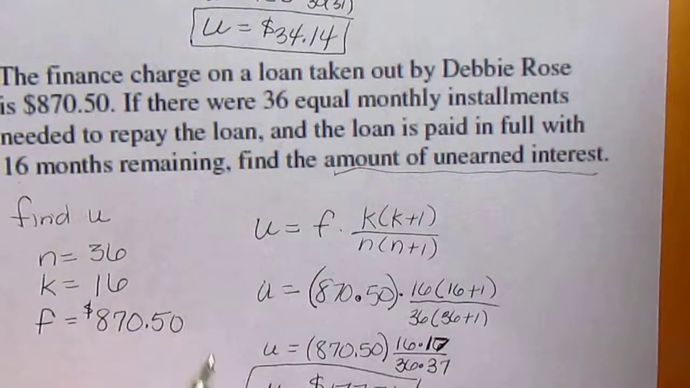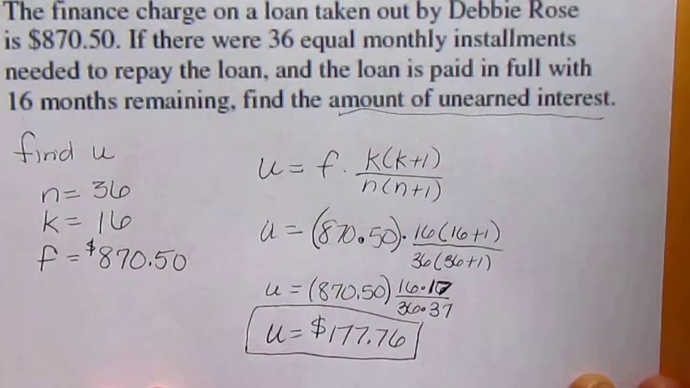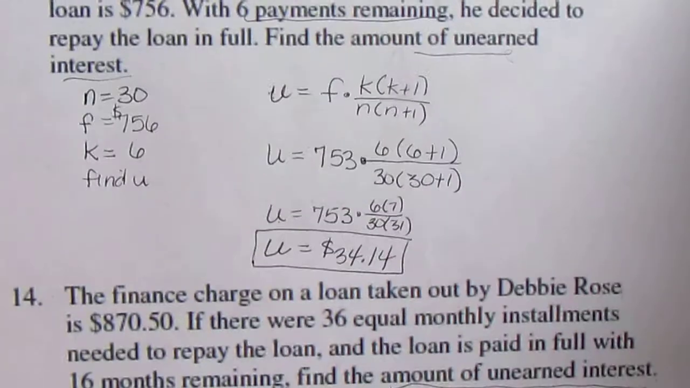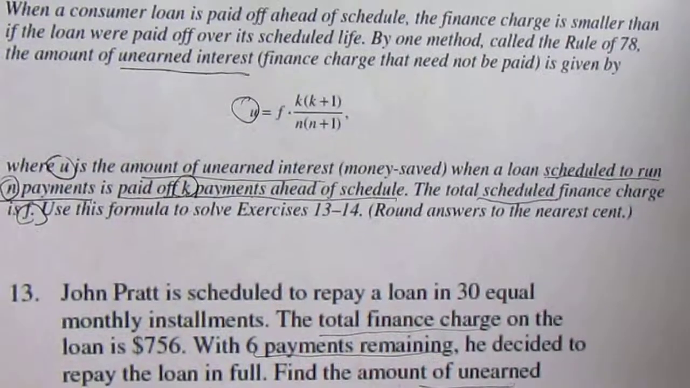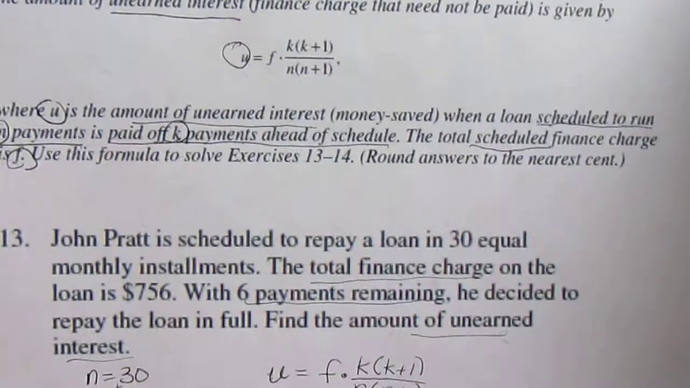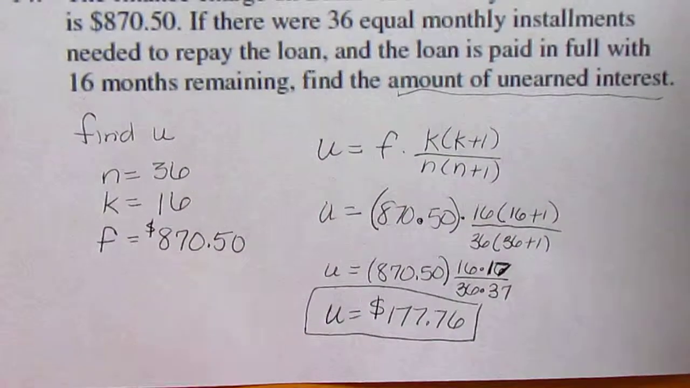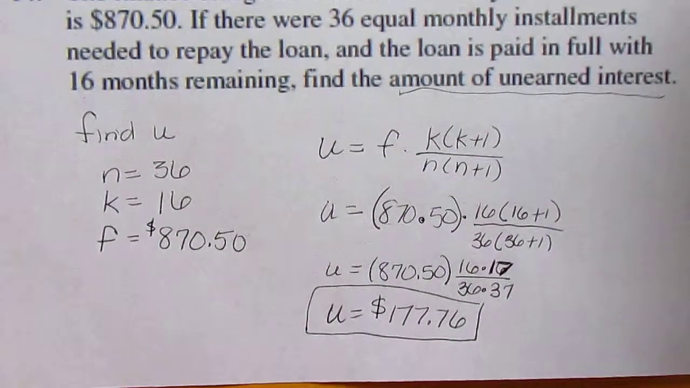$177 out of the $870.50 total. And that's how you do question number 14 and question number 13. A concept you're not familiar with, they give you the formula, identify the variables, plug them in and solve for the unknown. That's it.